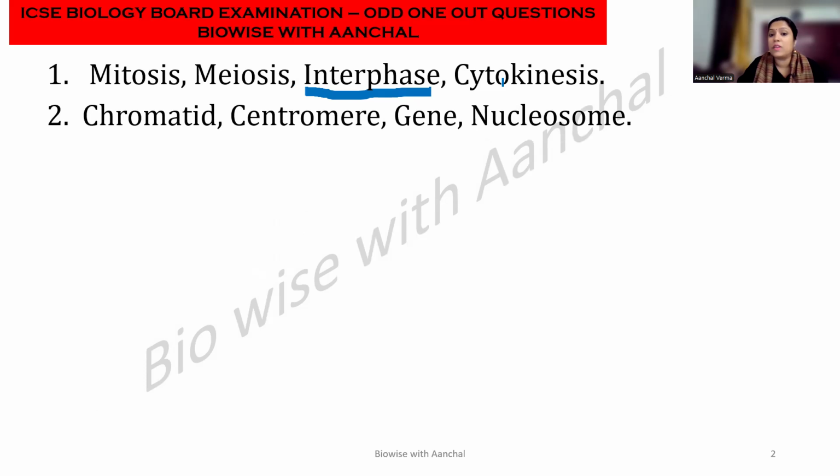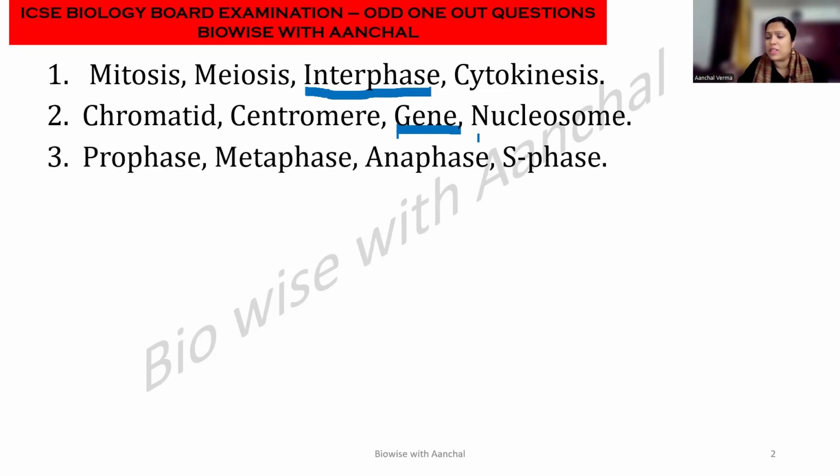Chromatid, centromere, gene and nucleosome. Now here chromatid, you know what are chromatids? Centromere, genes, and nucleosome. So nucleosome, centromere, chromatid, these are all parts of a chromosome. But gene is a sequence of nucleotides that codes for a certain protein. So here you can write the odd man out is gene. Rest are the components of chromosomes.